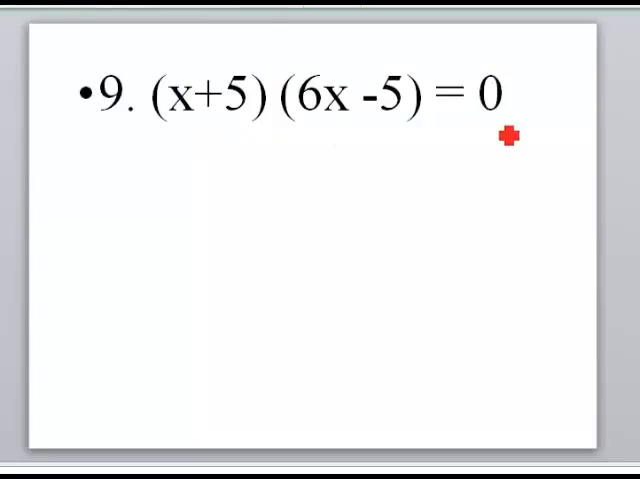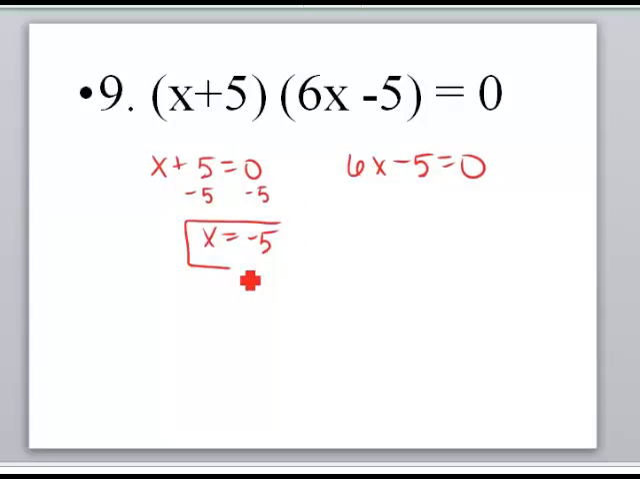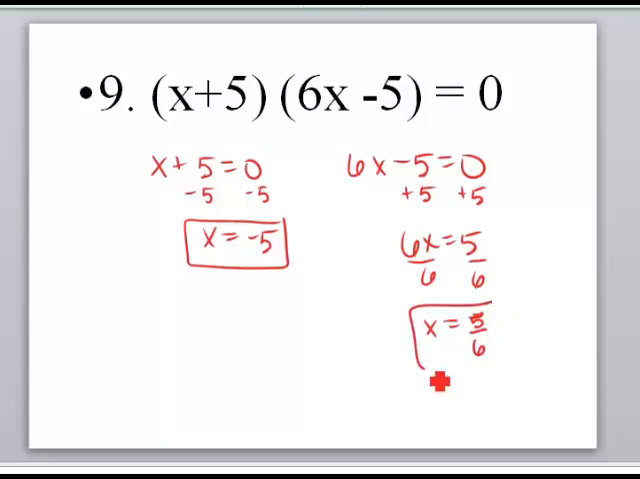In this problem, I have it set equal to 0 and it's already factored. So I'll take each part, set it equal to 0. I'll subtract 5 from both sides, x equals negative 5. Second part, I'll add 5 to both sides, 6x equals 5. Divide by 6, x equals 5/6 is my answer.